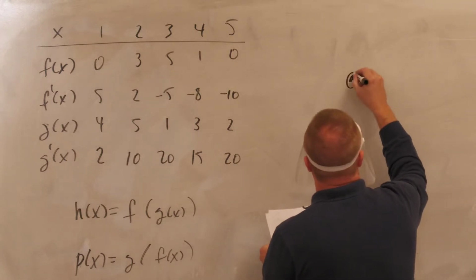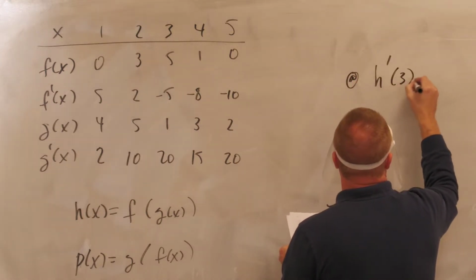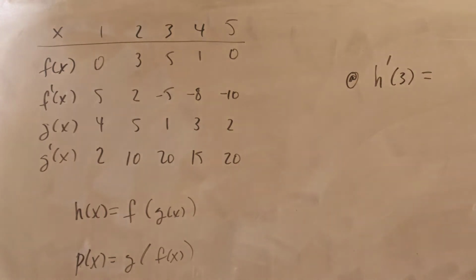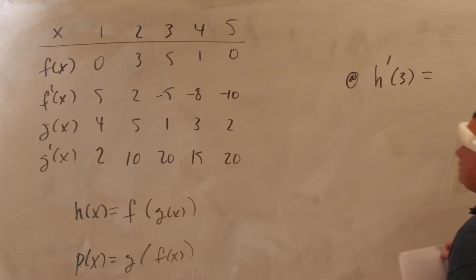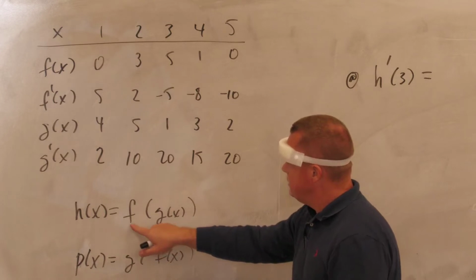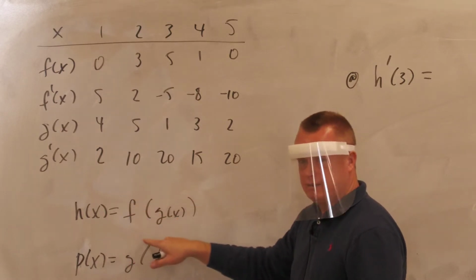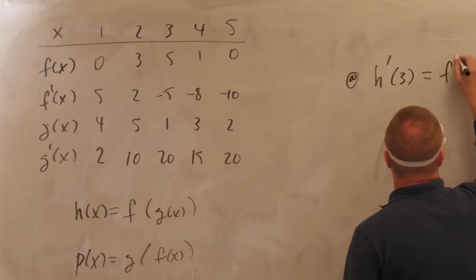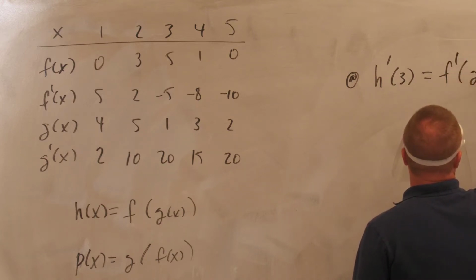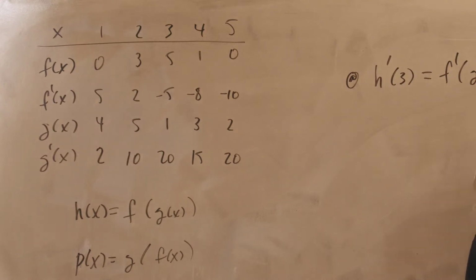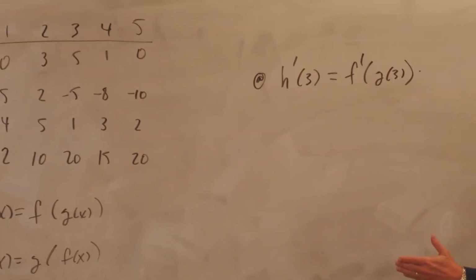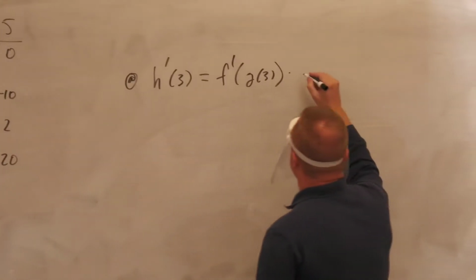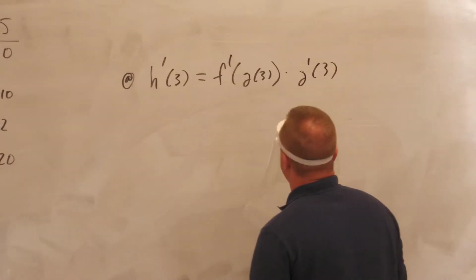So, first, if I want to know what is the derivative of h at 3, okay? So, h, they said, was f of g of x, okay? So, g of x is the inside function, f is the outside function, okay? So, at 3, that would be the same thing as taking the derivative of the outside. So that would be the derivative of f at g of 3 times the derivative of the inside function at 3. The inside function is g, so times the derivative of g at 3.